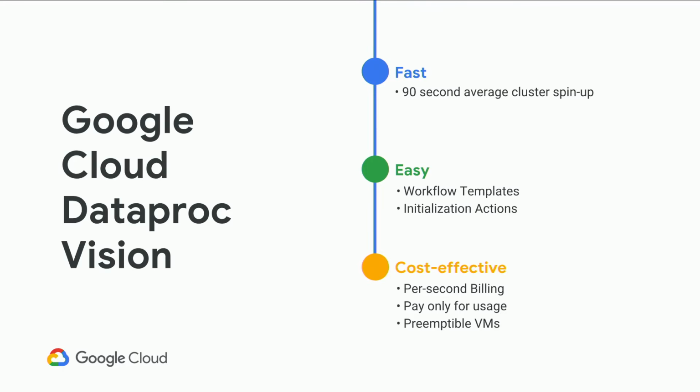Google Cloud Dataproc is billed on the second, paying only for what you use. Again, fast: spin up, spin down, keep it up as long as you need. And then we talked about that customizable compute infrastructure. That includes things like preemptible VMs, the ability to get an 80% cost reduction by using VMs for non-critical workloads that maybe could disappear as you're working through a workload, but then come back.